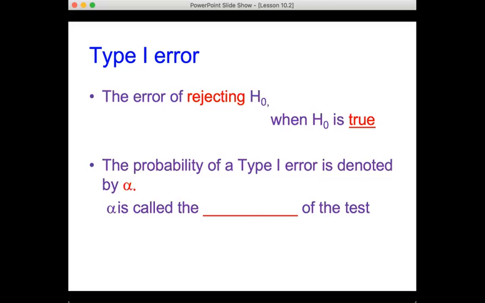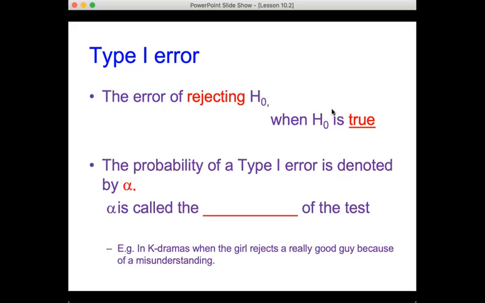Nice. Okay. Let me give you guys one more example. This one's kind of a fun one. K-dramas. I know some of you guys watch K-dramas. I do too. So this happens in K-dramas all the time. Type 1 error. Let's say the null hypothesis is that the guy, whoever the guy is, is actually a good guy. That's the null hypothesis. The alternative is that he is a jerk. He's a bad guy.